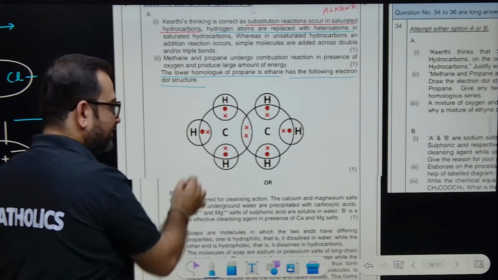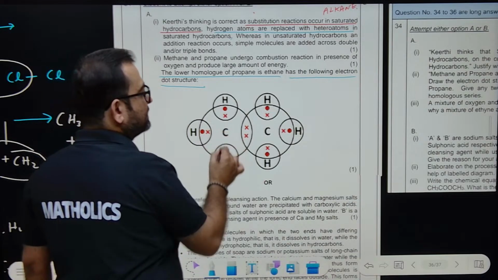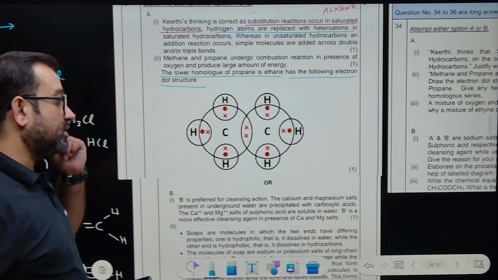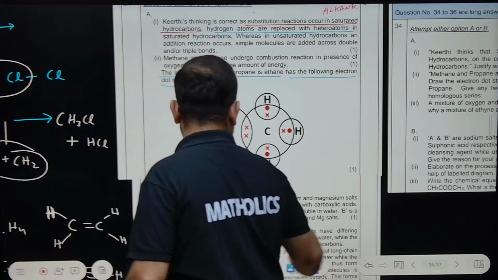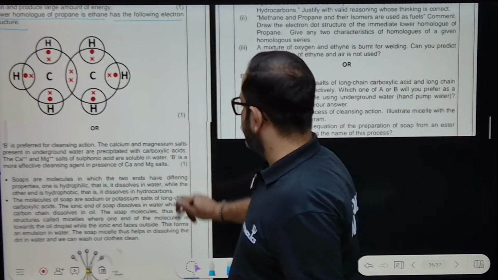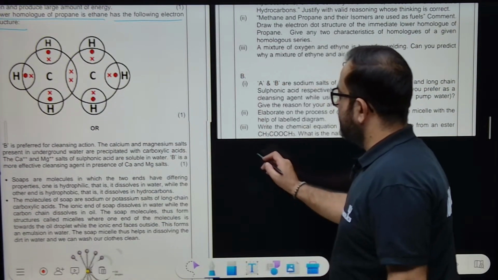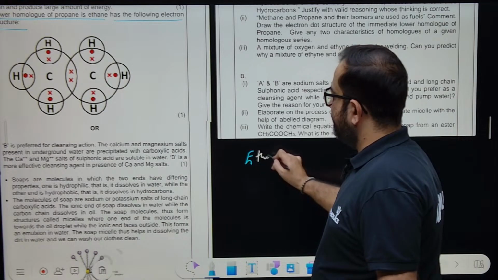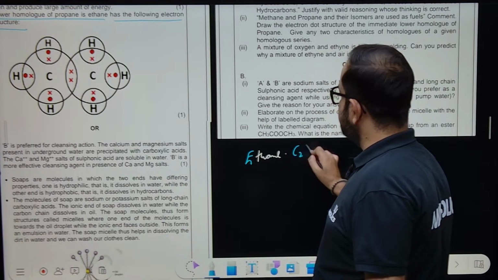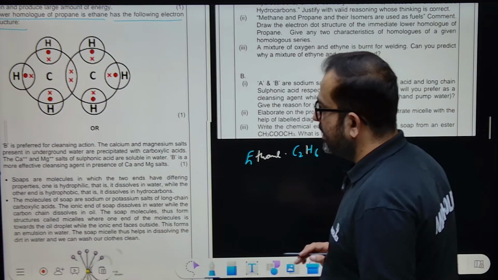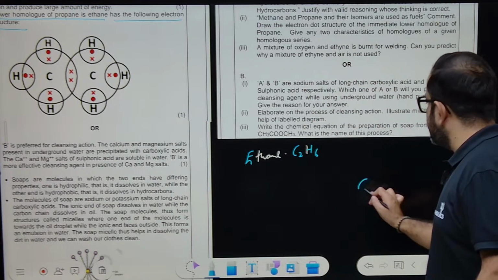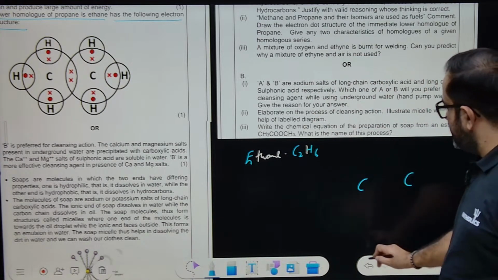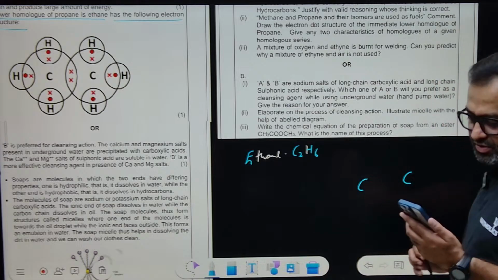Now, how is this formed? See, carbon's atomic number is what? Can anyone tell me carbon's atomic number? We'll draw this diagram, don't worry. Okay, we'll learn to draw this diagram. Electron dot structure of ethane. Ethane formula is C2H6. So how many carbon atoms are there? Sir, there are 2 carbon atoms. Okay. We are learning to draw the electron dot structure of ethane.